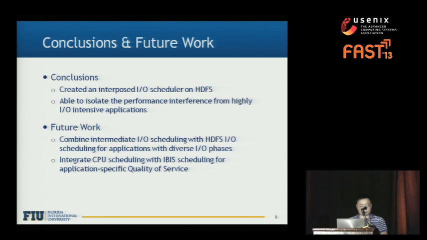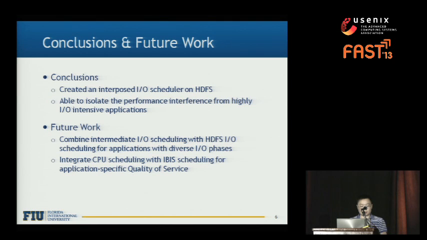And the conclusion is we have created an interposed I/O scheduler upon HDFS, and we are able to isolate the performance interference from a highly I/O intensive application and restore the performance of the affected application.